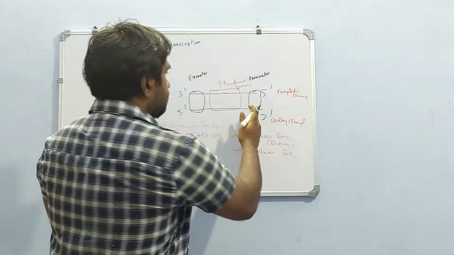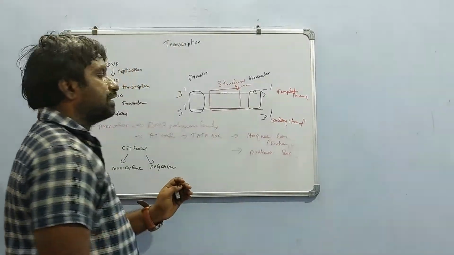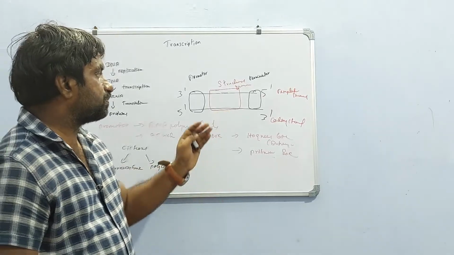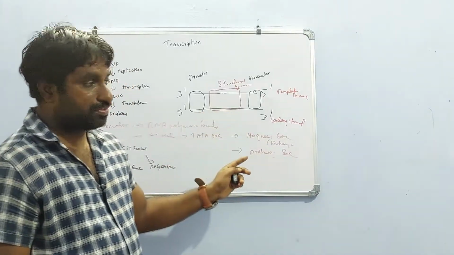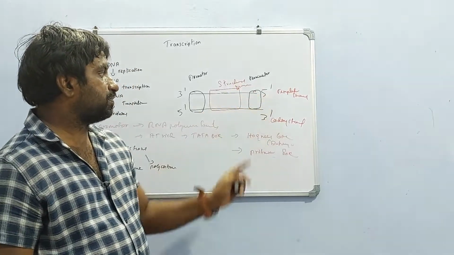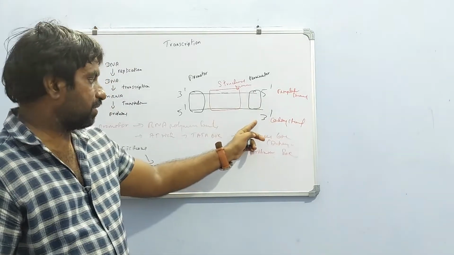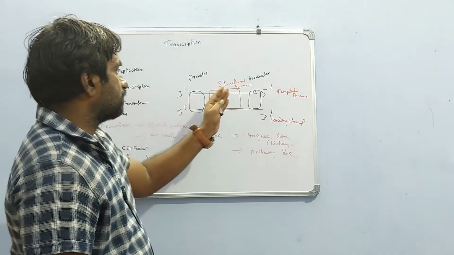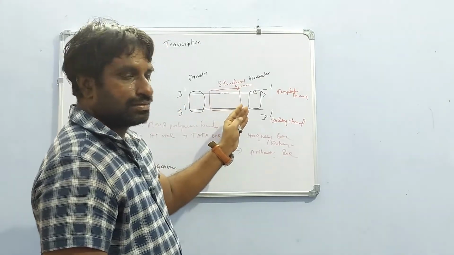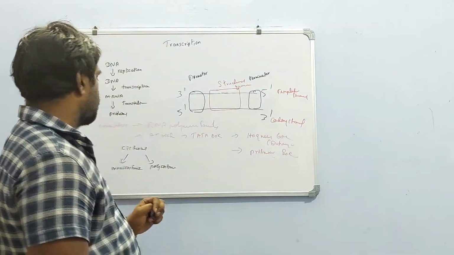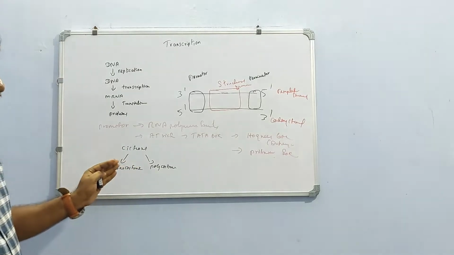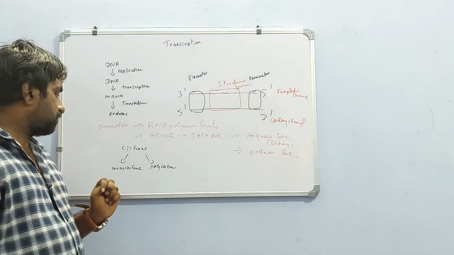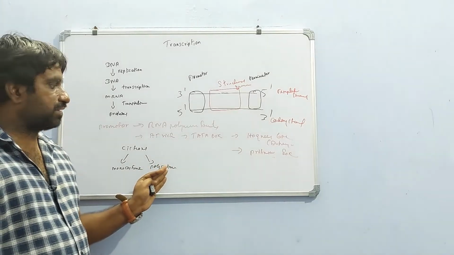The terminator is where the process of transcription ends. It is present in the downstream region, that is, the 5' end of the template strand and the 3' end of the coding strand. In between them are the structural genes. These structural genes are referred to as cistrons. Cistrons can be monocistronic or polycistronic.